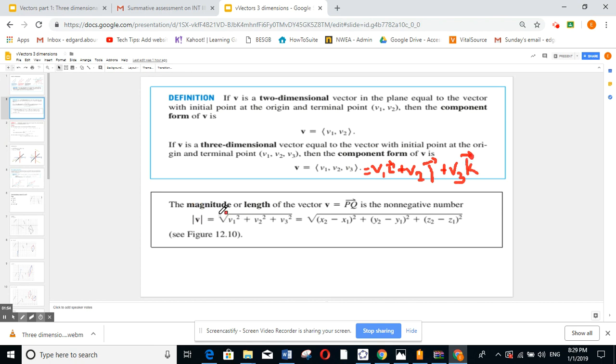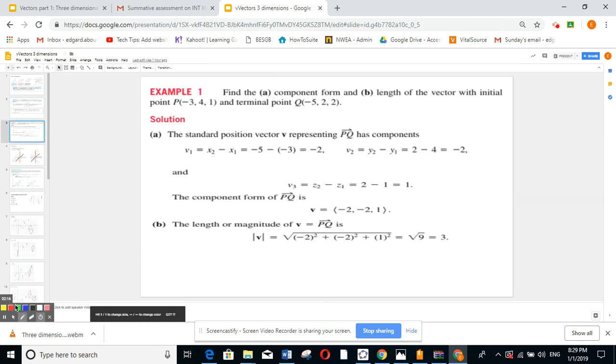And if you want to find the norm, like we did in two dimensions, it's the square root of the sum of the squares of each component. And if you have two points, you do x2 minus x1 squared plus y2 minus y1 squared, and so on. We're going to see this in the examples later on.